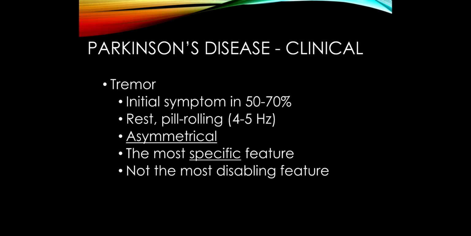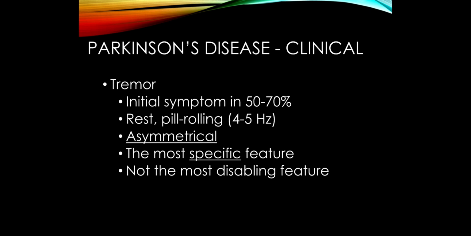So in terms of the clinical features, TRAP is a helpful way to categorize the different features clinically of Parkinson's disease. The T is tremor, and this is the single most specific feature that suggests the patient has Parkinson's disease. So what makes it specific is that it is a rest tremor.